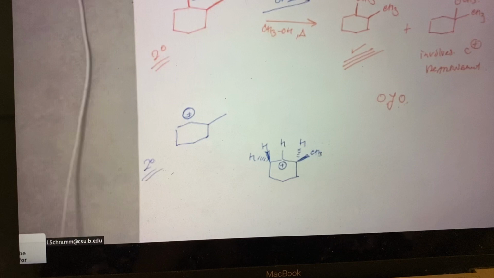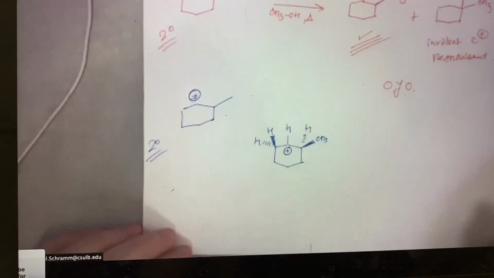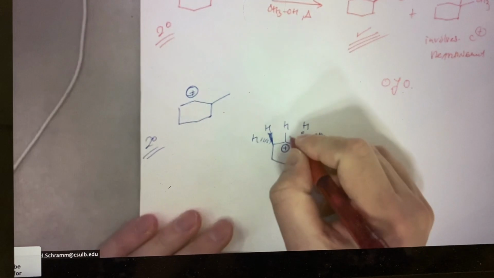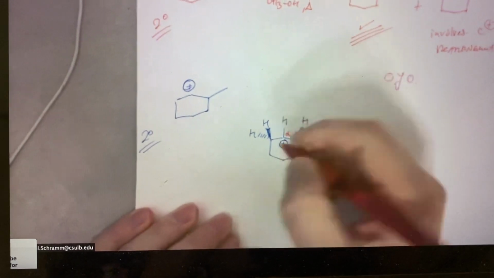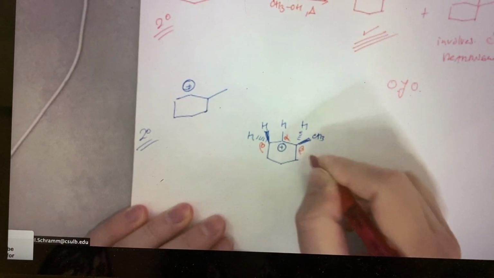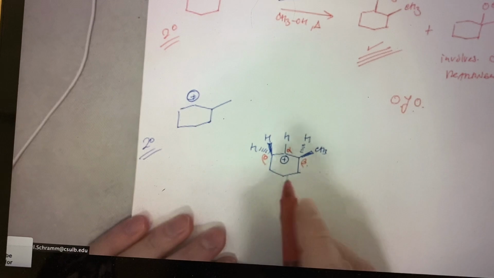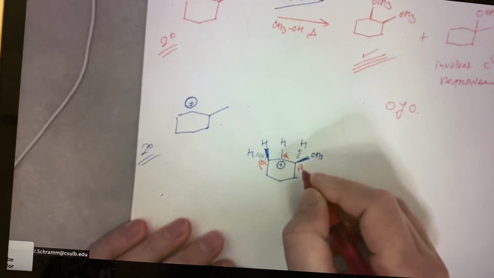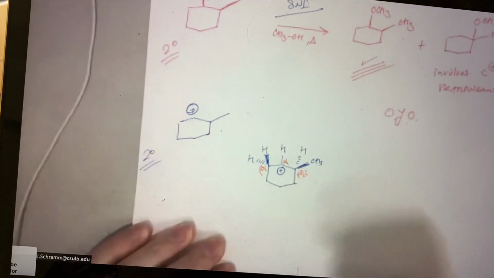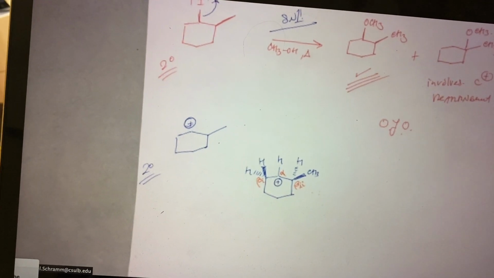This is our carbocation. This is our alpha carbon. We have two beta positions. Are they identical or are they different? These are different. So we're just going to label them beta 1 and beta 2. It's arbitrary that I'm calling them beta 1 and beta 2.